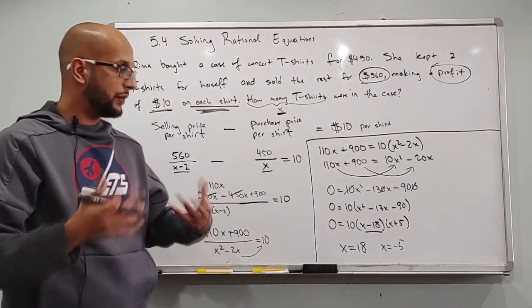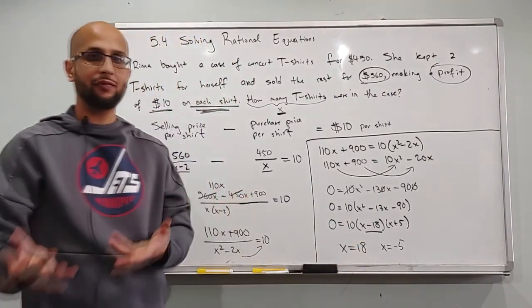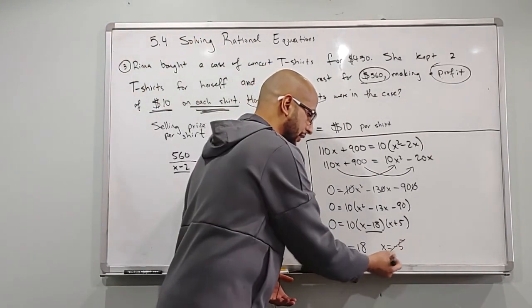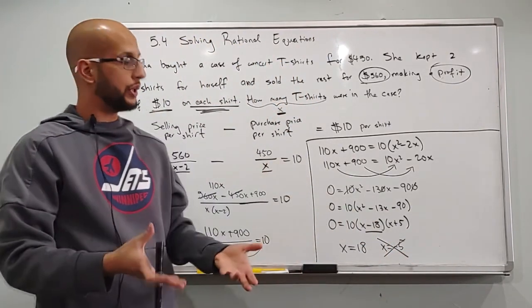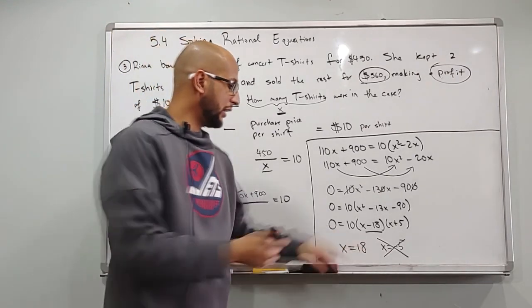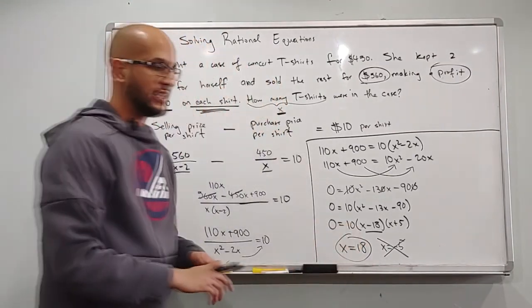Now obviously in the beginning it's impossible to have negative 5 shirts, so that answer is inadmissible. It's one that you can ignore. You cannot include it as part of your answers. So in the beginning there had to be 18 shirts.